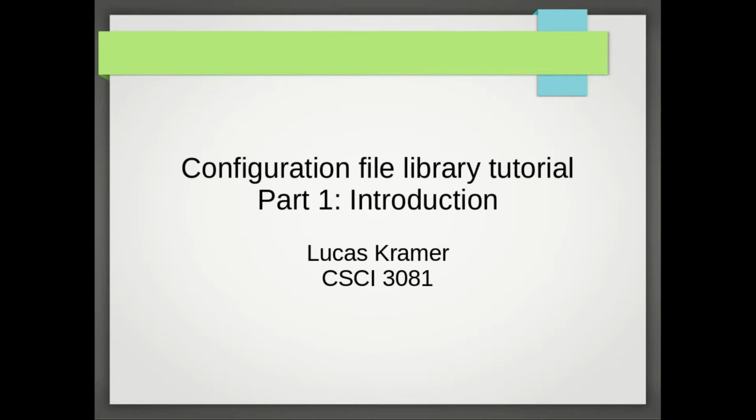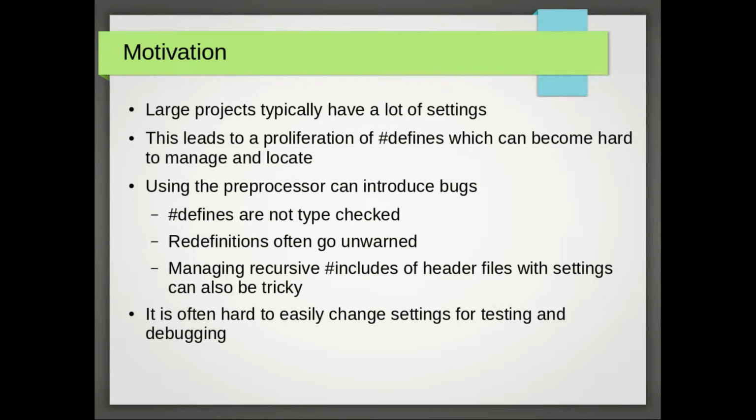Hi, so this is my tutorial for CSCI 30A1, and for this I wrote a simple library for managing settings for programs. My motivation is that large programs and projects typically have a lot of settings, and this is typically in the form of a whole bunch of pound-defined constants, which can introduce bugs and be hard to manage and change easily.